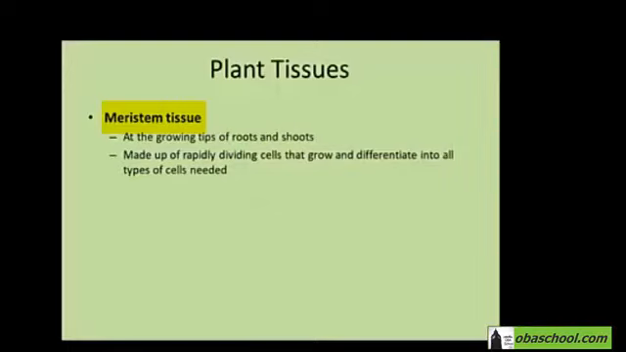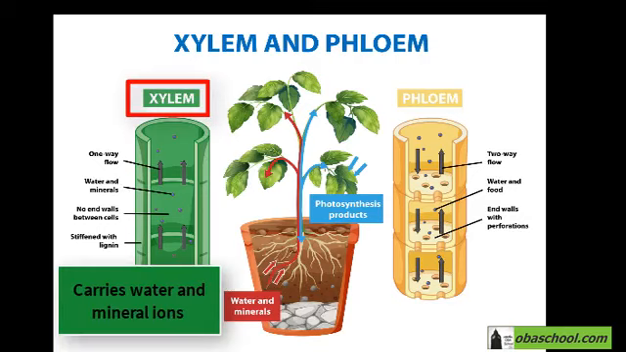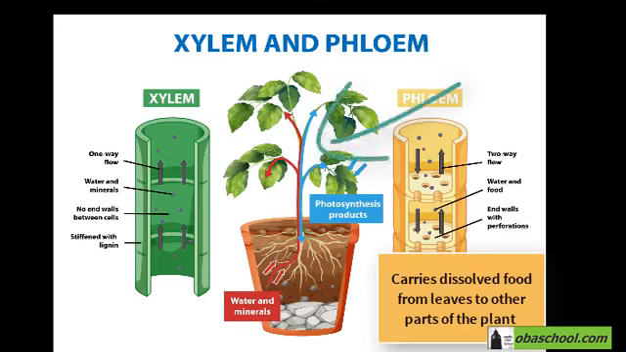The last type of plant tissues is the xylem and phloem. Xylem and phloem are transport tissues. We are going to discuss them at length in the coming tutorials, but for now, it is important to know that xylem carries the water and the dissolved mineral ions from the roots up the stem to the leaves where they are needed for photosynthesis. On the other hand, the phloem carries the dissolved food from the leaves to other parts of the plant.